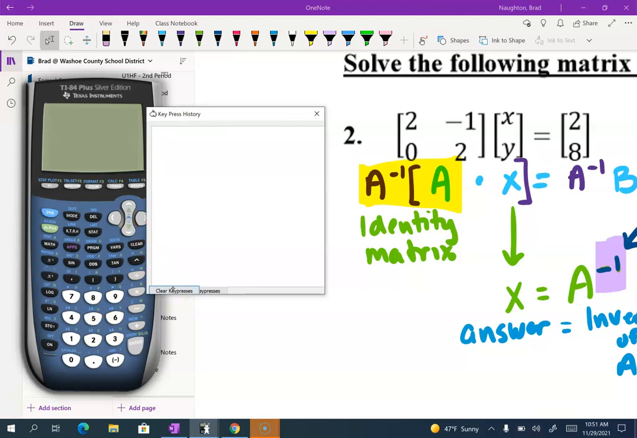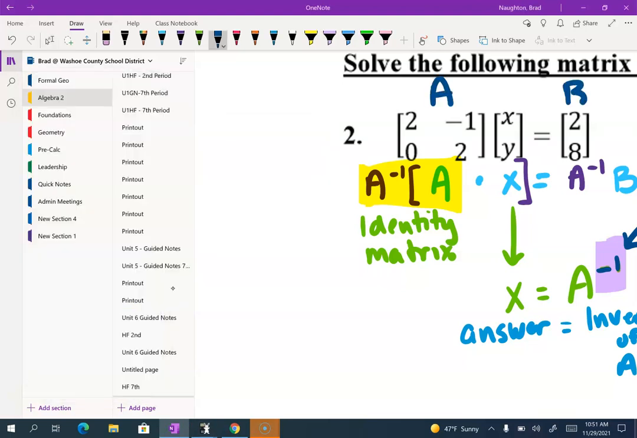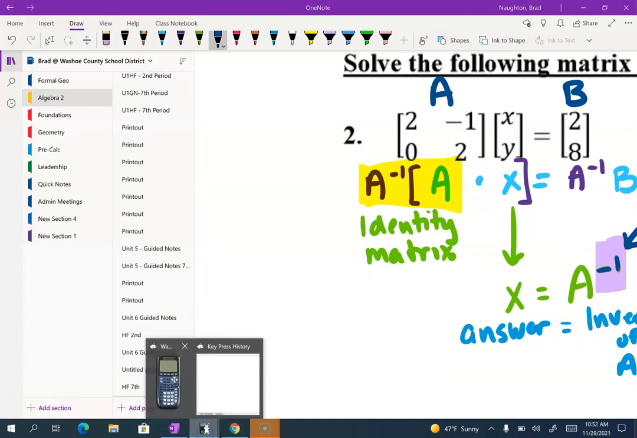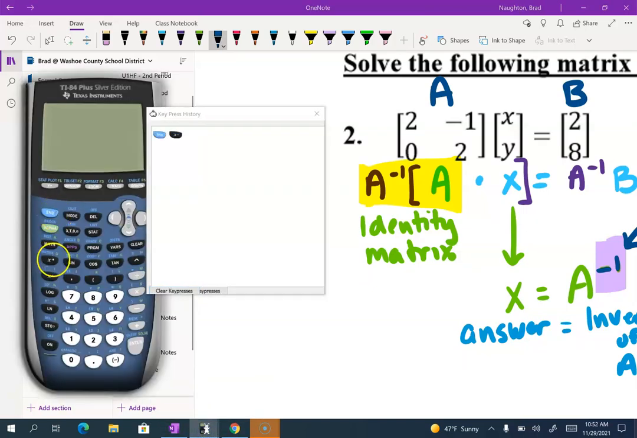So I'm going to call this my A and my B matrix to make this a little bit easier. So matrix A: second matrix, go over to edit, hit enter. This is going to be a 2 by 2 matrix. Notice you can see my keystrokes, so you can see what I'm doing right there. Then we go 2, and then a -1, and then a 0, and then a 2. So I just plugged in everything.